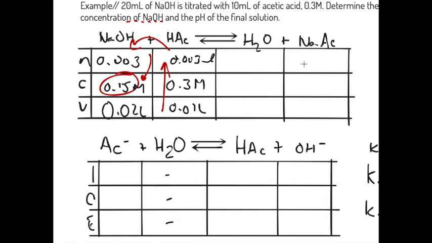We know that our sodium acetate solution is going to have 0.003 moles. We also know that the volume of the solution is going to be the sum of the volumes that were mixed together, so 0.03 liters. Therefore, the concentration that we have at equilibrium, when it balances, is going to be 0.1 moles per liter.